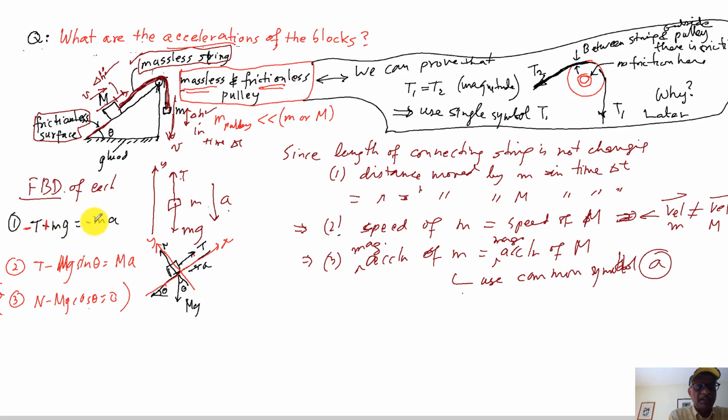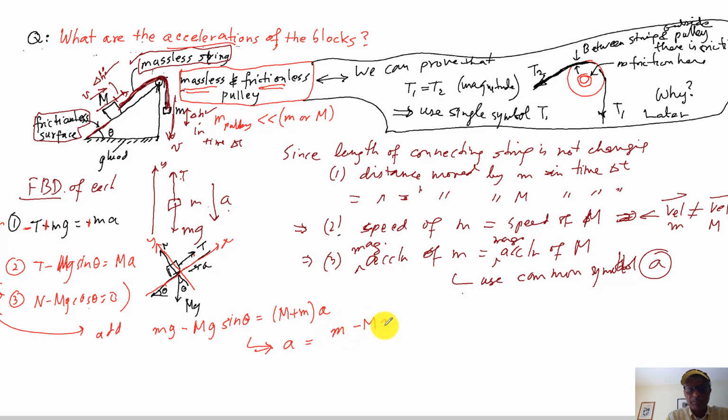So if I multiply the first equation by minus, this becomes plus, and if I add to get rid of tension, you get mg minus capital Mg sine theta equals m plus M times a, and this will give acceleration equals m minus capital M sine theta over m plus capital M, this whole thing times g.